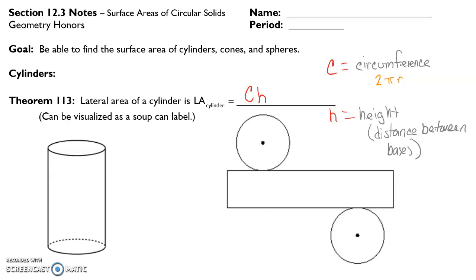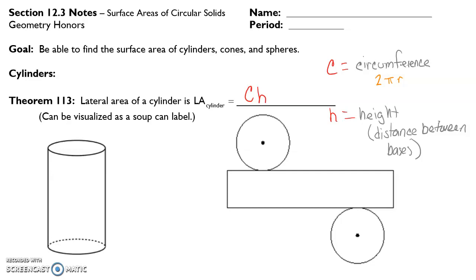All right, ladies and gentlemen, this is Mr. Zabo. We are on to section 12.3, surface area of circular solids. Our primary focus today on these notes is going to be finding the surface area and lateral area for cylinders, spheres, and hemispheres. So let's start with lateral area for a cylinder.